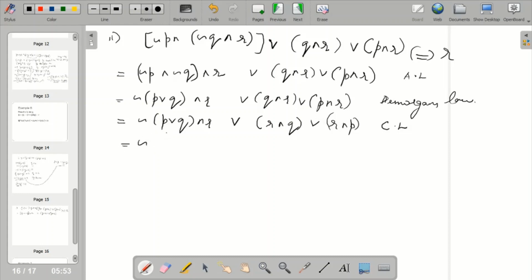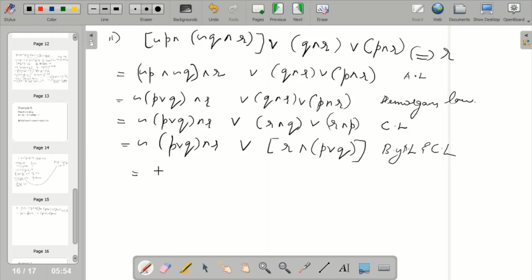Then you write negation of P or Q, and R. This I can write in terms of what? Again distributive law, right? This is in the form of distributive law, that is R and Q or P, I'll write it as P or Q. You can say by distributive law as well as by distributive law and commutative law. Here also I need to rotate this, R and negation of P or Q.